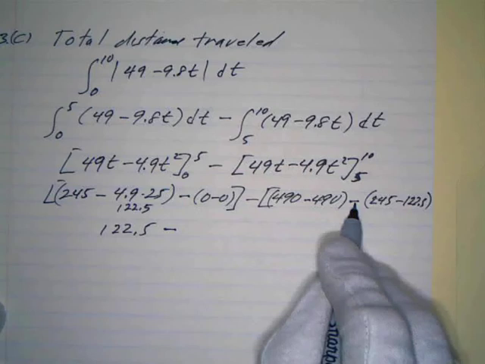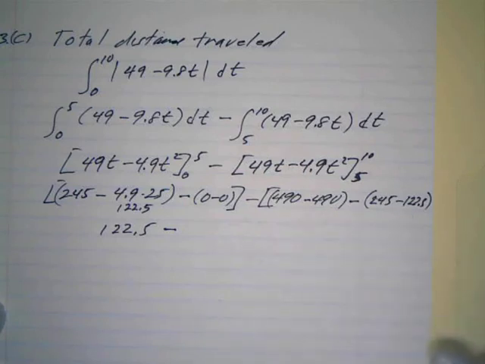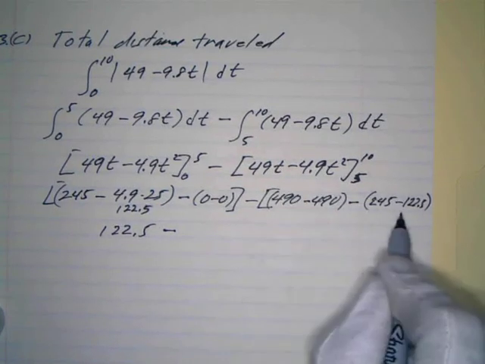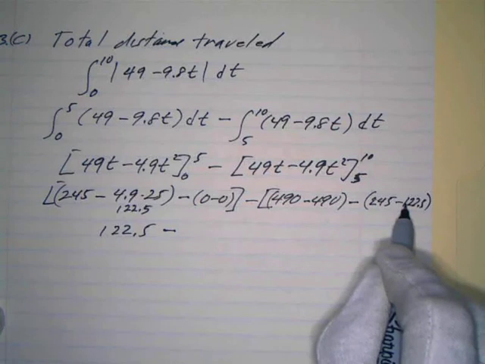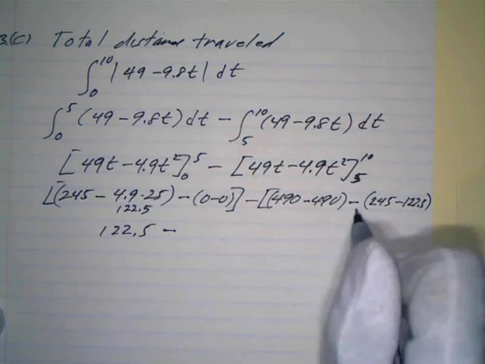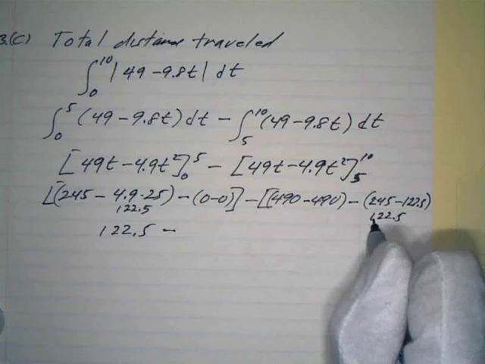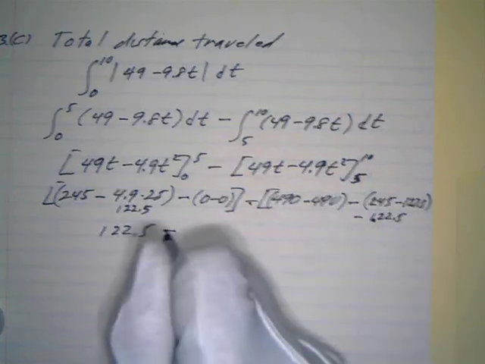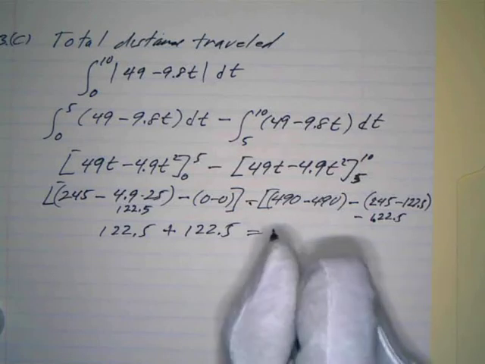All right. So this is going to be minus. Let's see, I did something wrong here. A minus times a minus is a plus. Oh, I'm sorry, excuse me, this is going to be positive. So this is going to be 122.5, minus 122.5. And then a minus times a minus is a plus, so it's going to be plus 122.5. So that ends up being 245.